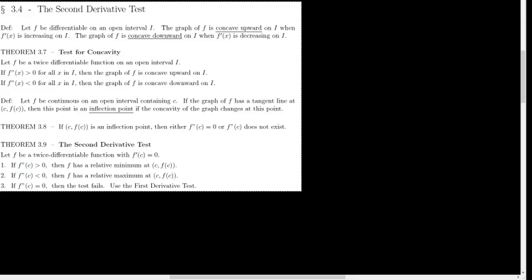Okay, everyone. So we're moving on to section 3.4. This is the second derivative test, and it also has to do with something called concavity. So concavity, what does that mean? You can think of concavity as sort of which way a function is bending, right? So the official definition, and again, I'm using my pen here, see if this works.